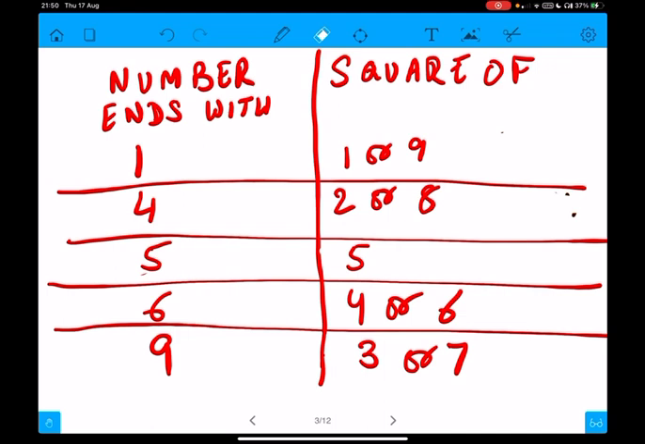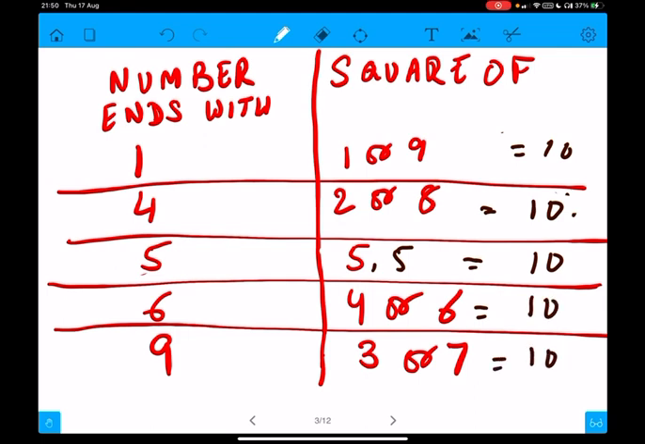Please note one thing here: all these pairs of numbers add up to 10. 1 and 9, 2 and 8 add up to 10, 5 and 5 add up to 10, 4 and 6 add up to 10 and 3 and 7 add up to 10. So if it's a perfect square, it has to end with 1, 4, 5, 6 or 9, and it has to be the square of these numbers which I said before.